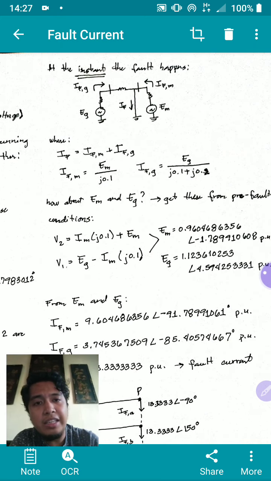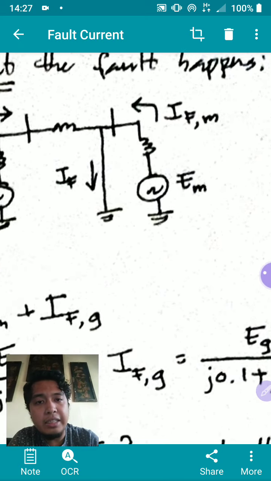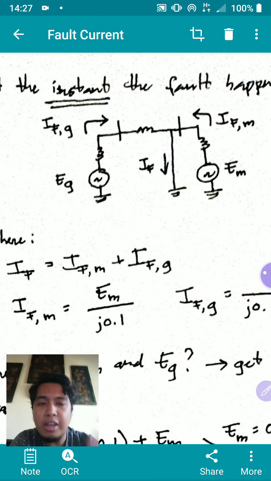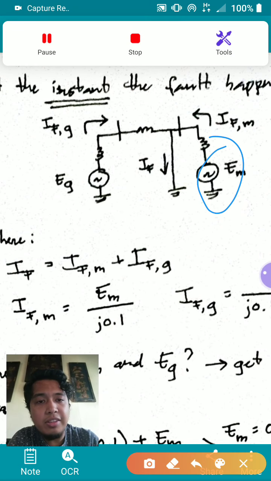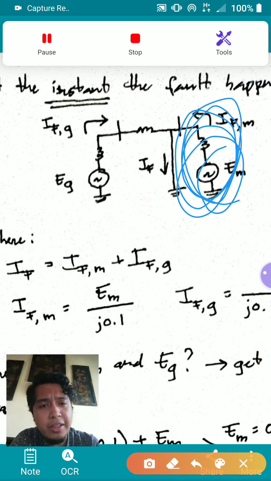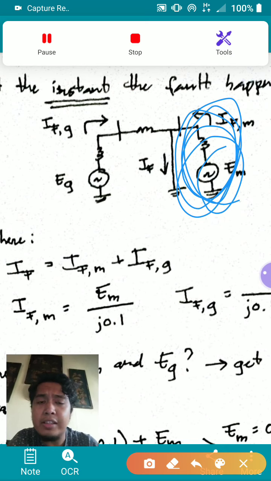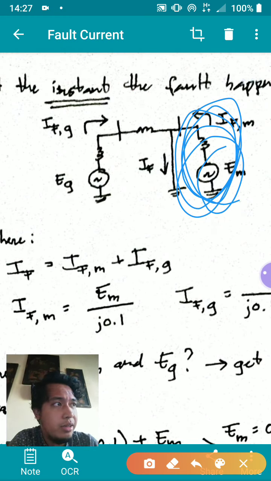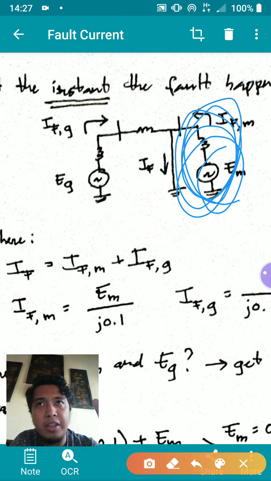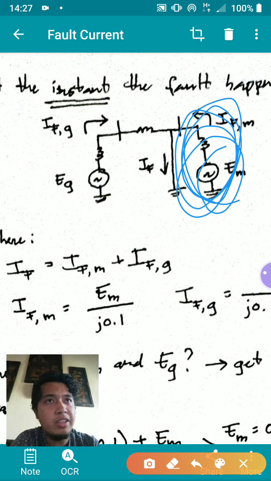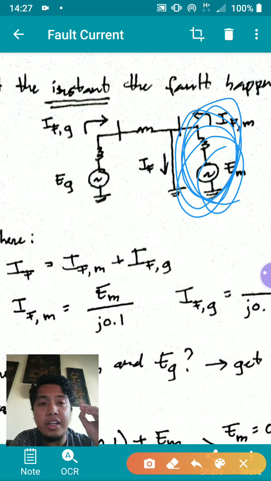So why is it still here in the diagram at the very instant that the fault happens? Well, it has something to do with the transient. The idea is that when a motor receives no power, at that very instant it will not stop turning because of inertia. So at that instant, it is turning with no electrical power. Therefore, it will act as a generator.